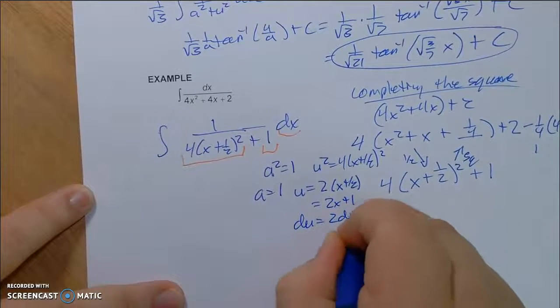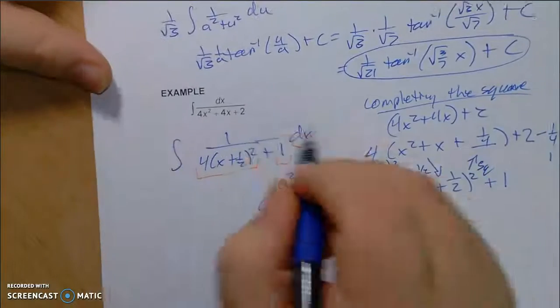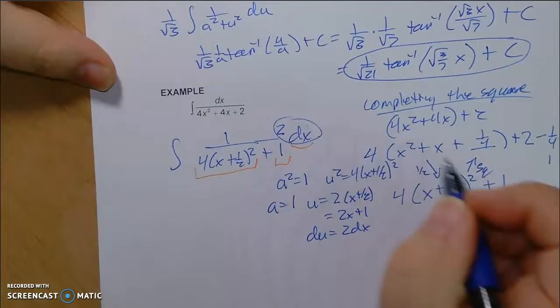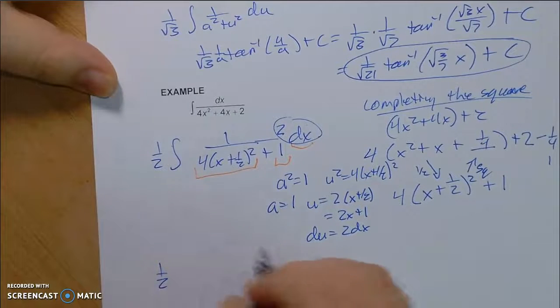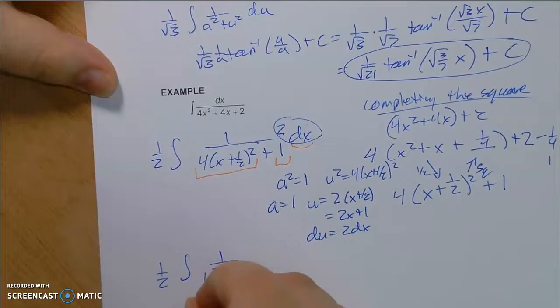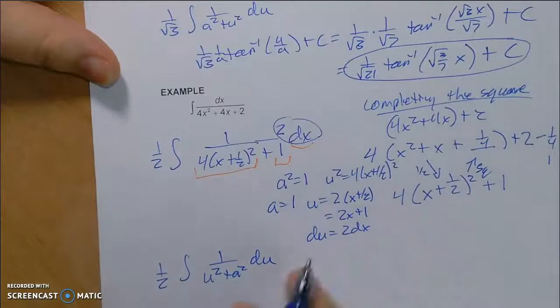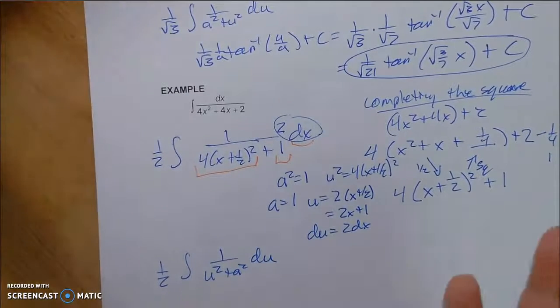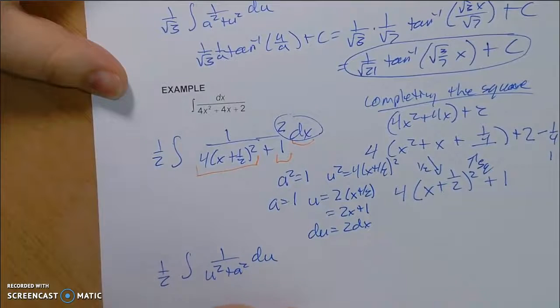du is 2 dx. So we do need a 2 multiplied on the inside to go with our dx. We need a 1/2 on the outside to balance that 2. So I have a 1/2 times the integral of 1 over u squared plus a squared du. Well, that works. U squared plus a squared is the same as a squared plus u squared. Order doesn't matter. And we're left with 1/2 inverse tangent of u over a.